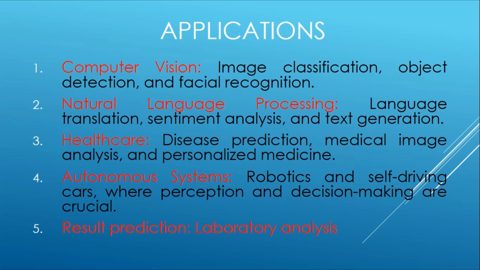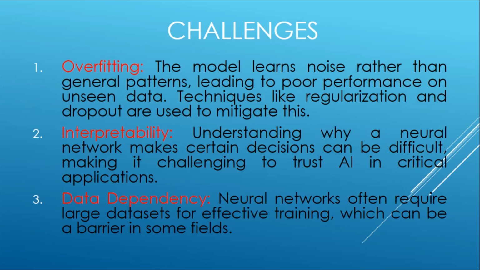4. Autonomous systems, robotics and self-driving cars, where perception and decision-making are crucial. 5. Result prediction, laboratory analysis. Challenges. 1. Overfitting. The model learns noise rather than general patterns, leading to poor performance on unseen data. Techniques like regularization and dropout are used to mitigate this.